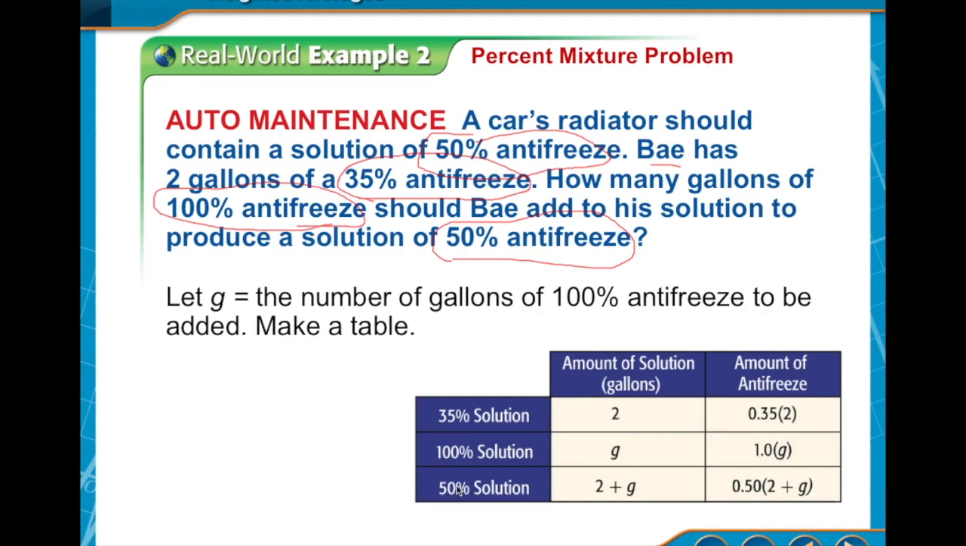For the last one, 50% is what we want. So that's 0.5. And we'll multiply times our sum for the amount of solution. So that's 2 plus g. So these amounts of antifreeze are very important. We're going to use those to solve this problem.